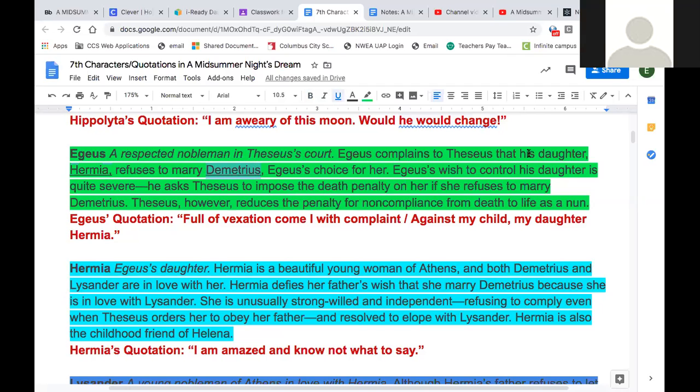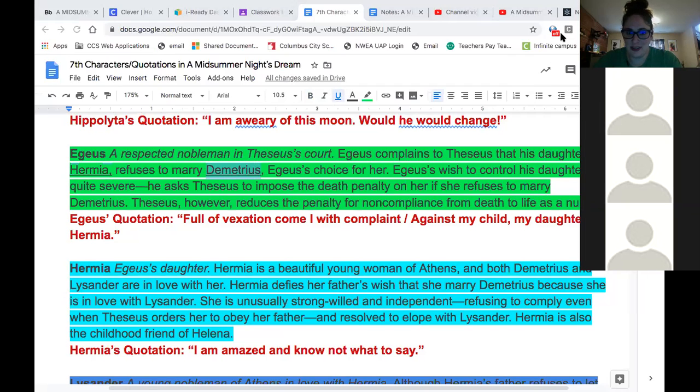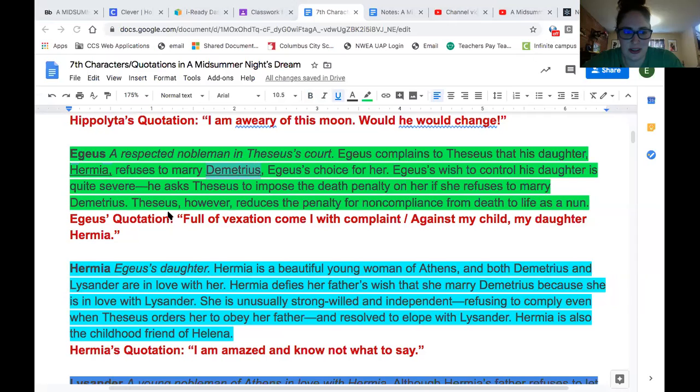Okay? And he's so obsessed with her obeying him that he's like, if she doesn't obey me, I want her to die. He's worse than a lunatic. He's pretty crazy. So could somebody read Aegeus's quotation?